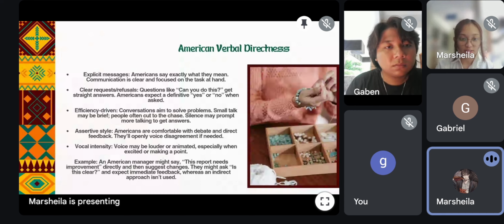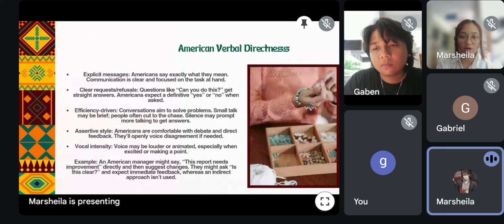For example, an American manager might say, "This report needs improvement." Direct, and then suggest a change. They might ask, "Is this clear?" and expect immediate feedback, whereas the indirect approach is in use.